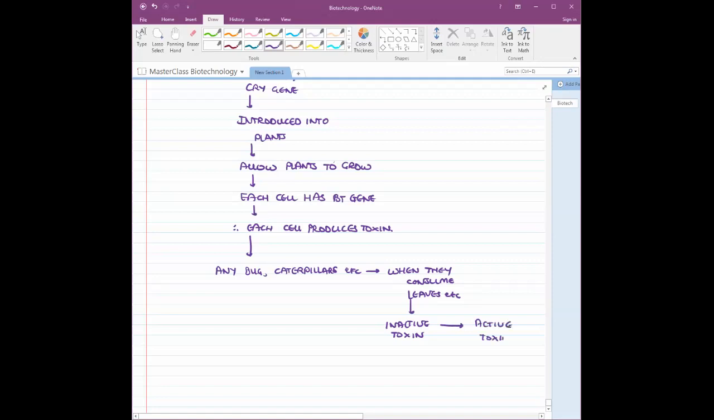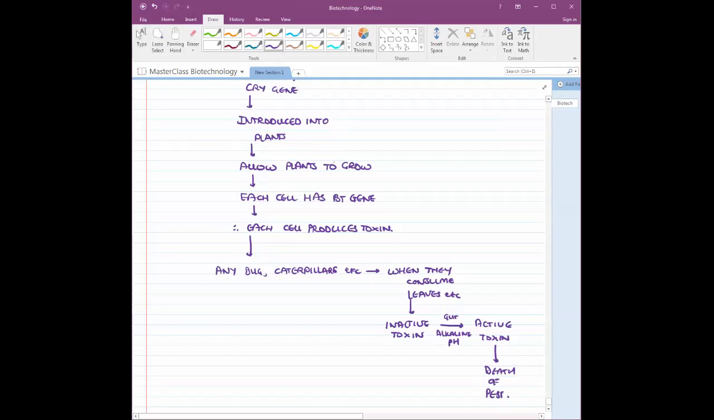And once again, where is this going to happen? In the gut region, in the alkaline pH. And immediately you are going to see all those things: intestinal discomfort, swelling, and then pains, cramps. Immediately this active toxin is going to be activated, and this is going to result in the death of the pest. That's it. This is how it is going to work, guys.